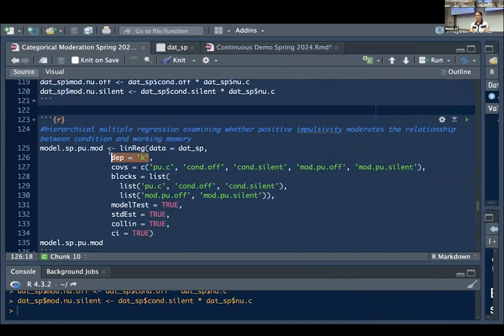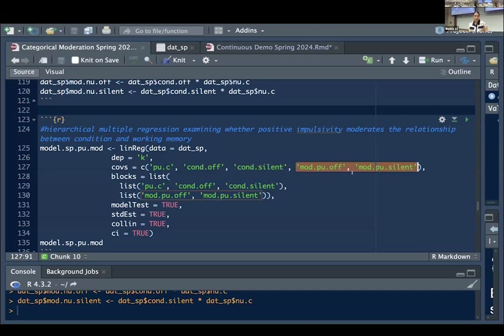We were in the other one. Dependent variables, that's working memory. Here are covariates. It looks like a lot. Remember in the PowerPoint, 4 colors, right? Three terms: main effect, interaction. You have it here: main effect of positive impulsivity, main effect of condition, interaction.